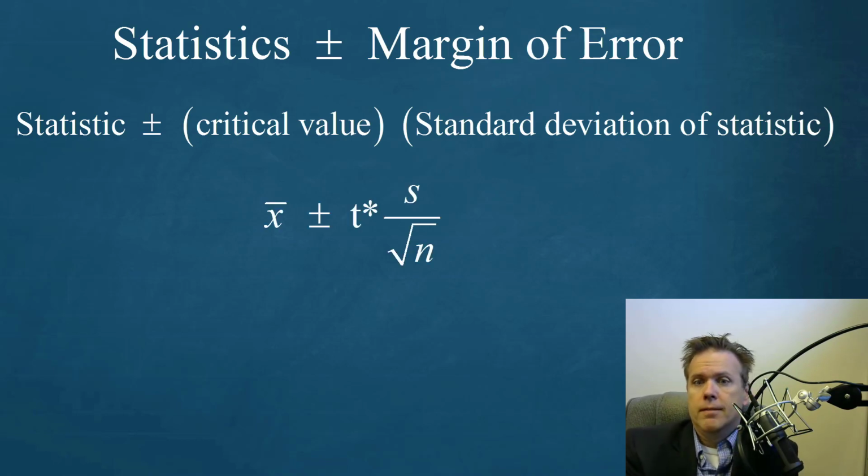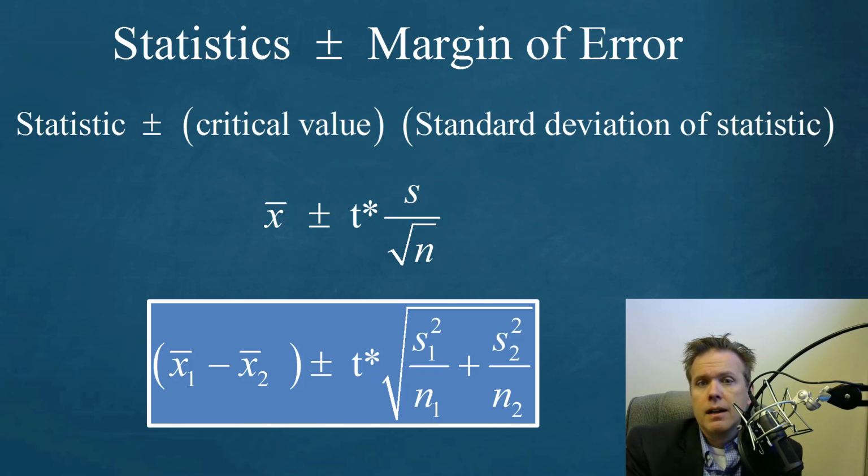And so for the t, our statistic was the sample mean, plus or minus t star, which is the critical value for the t, times s over root n. Now that we have two independent samples, our new formula is x bar 1 minus x bar 2, plus or minus t star times the square root of all that: s squared 1 over n1 plus s squared 2 over n2. Take the square root of all that.